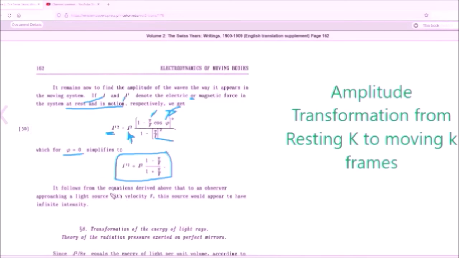It follows from the equations derived above that for an observer approaching a light source with velocity v equal to c, meaning the observer is moving at the speed of light, this source would appear to have infinite intensity, one of the hallucinations of Einstein. Well, why does it matter if the observer is moving at the speed of light toward a source of light, and the amplitude will be infinite intensity? It means nothing whatsoever other than just a fantasy of the author.